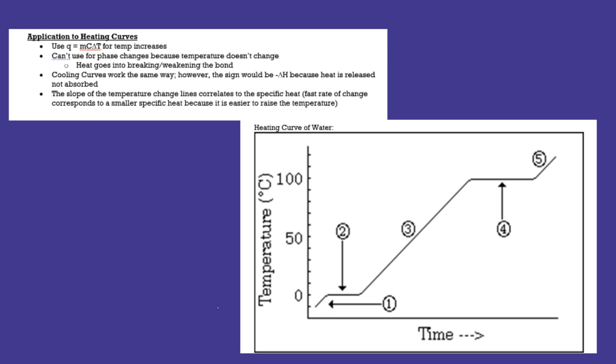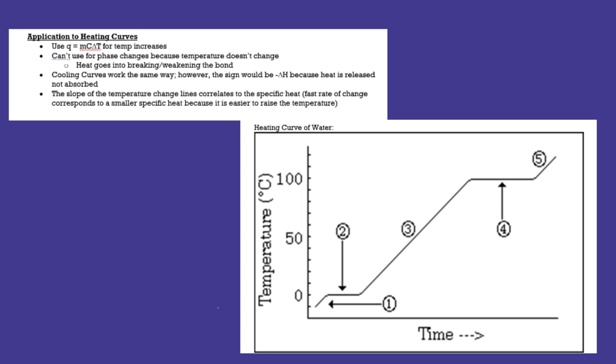We're only going to do an example with the heating curves, but cooling curves would work the same way. However, the sign would just be negative for everything. You would flip the sign value for everything because heat is released rather than absorbed. And so when heat energy is released, that has a negative, exothermic attribute.